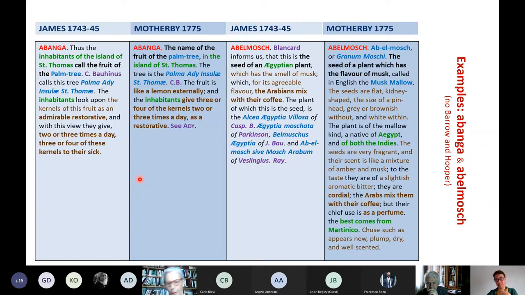It is a lexicographic technique: compilers just used what was published in previous dictionaries and then they reformulated or modified. This is the case. So they are very similar in the case of Abanga, which is a foreign word, the spelling, the transliteration of those sounds, the way they call the fruit. Why are they interesting, and in particular Motherby's entry? Because it's an example of how scientific discourse, scientific texts, was going to be structured.